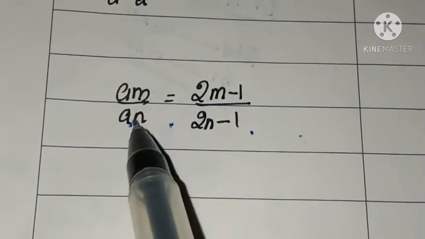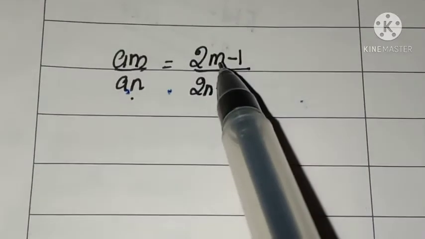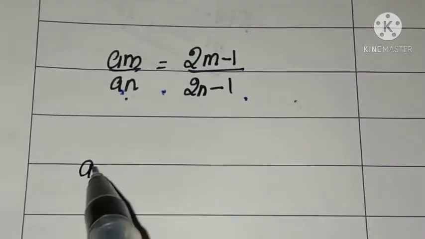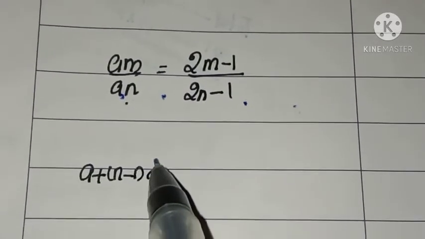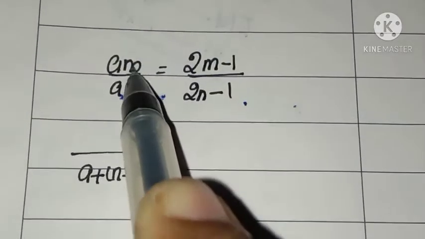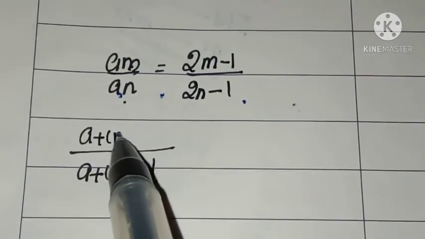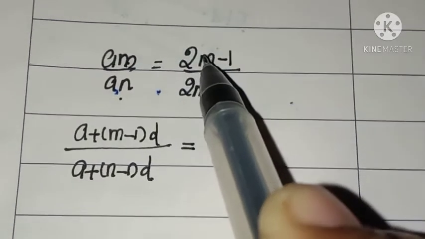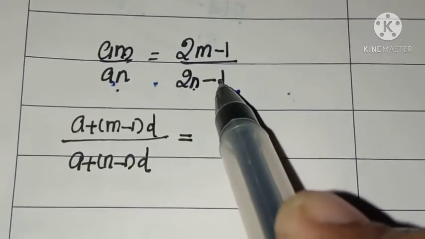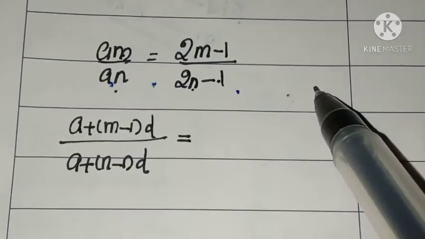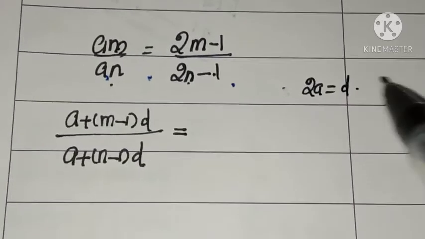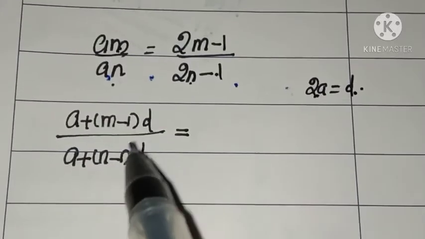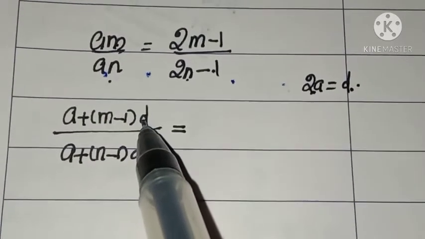Prove the mth term by nth term is equal to 2m minus 1 by 2n minus 1. What is the nth term formula? a plus n minus 1 into d. What is the mth term formula? a plus m minus 1 into d. This is equal to, we need to prove 2m minus 1 by 2n minus 1. See here we obtained 2a is equal to d. So in this expression I am going to put d equal to 2a.